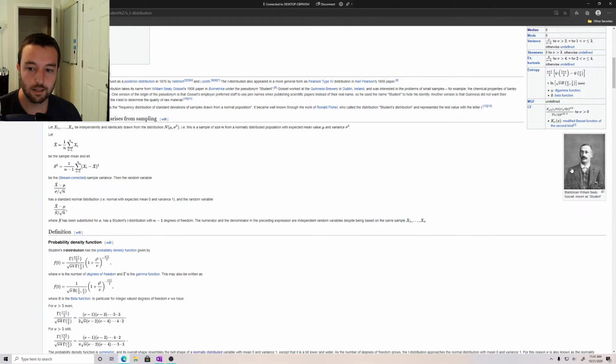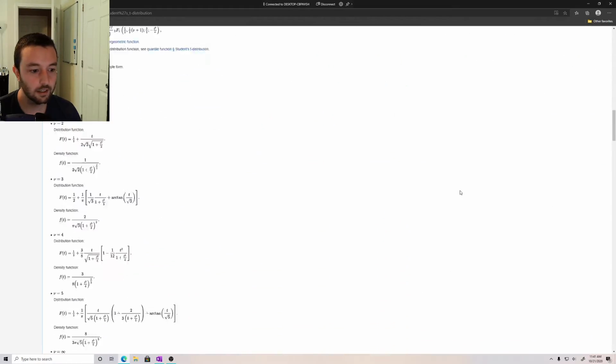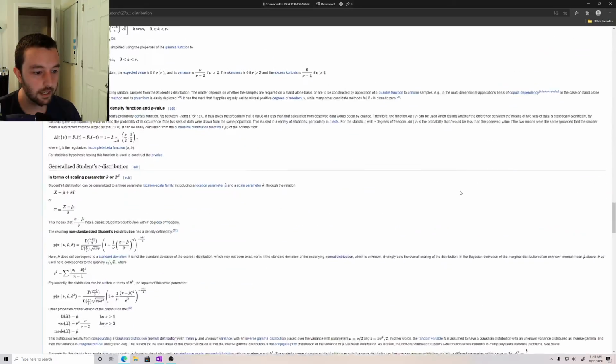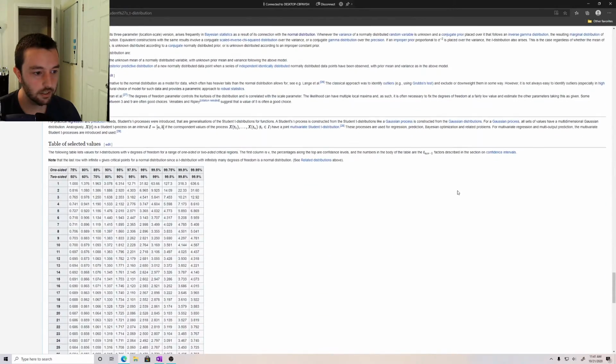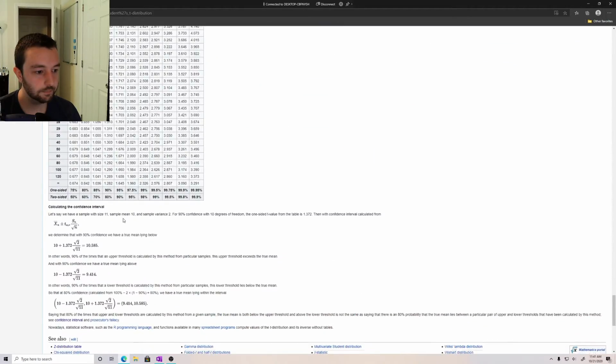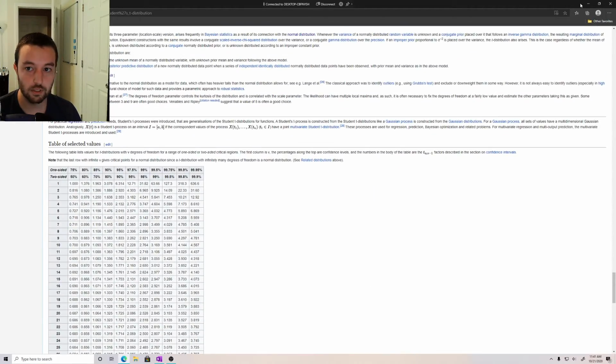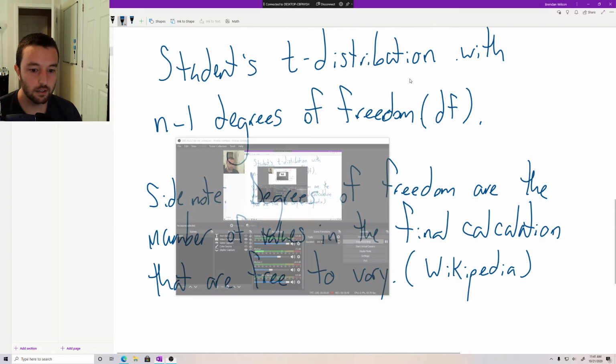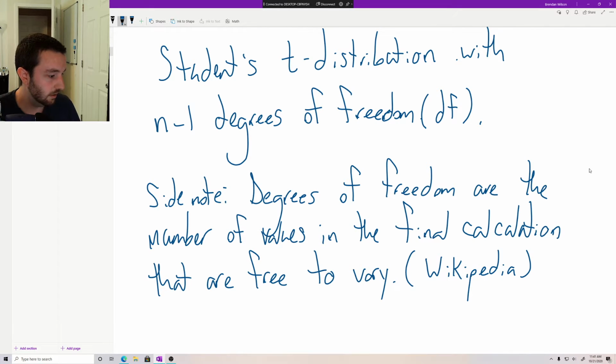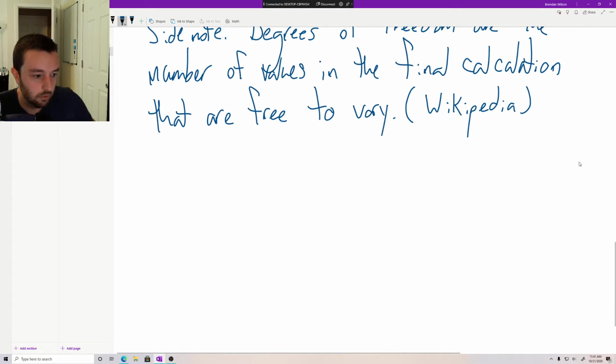Here's a picture of Gosset, by the way, just for curiosity's sake. The other thing I wanted to point out was that at the bottom of this page, there's another table here, which I'll show you guys how to use in a minute. Or we can just do it in Excel, of course. So let's look at what is different here.